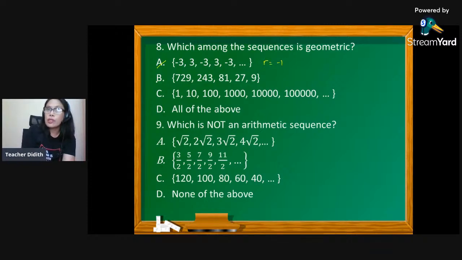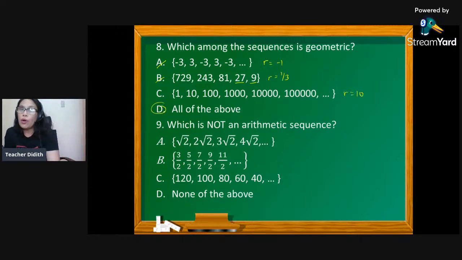If you notice, this was part of the previous example, right? And the answers in the previous example are 27 and 9. So this is 1/3. This is increasing. It increases with zeros, no? So 1 times 10 is 10, times 10 is 100, times 10. So R is 10 here. So ibig sabihin, A, B, and C are all geometric sequences. So it has to be letter D.